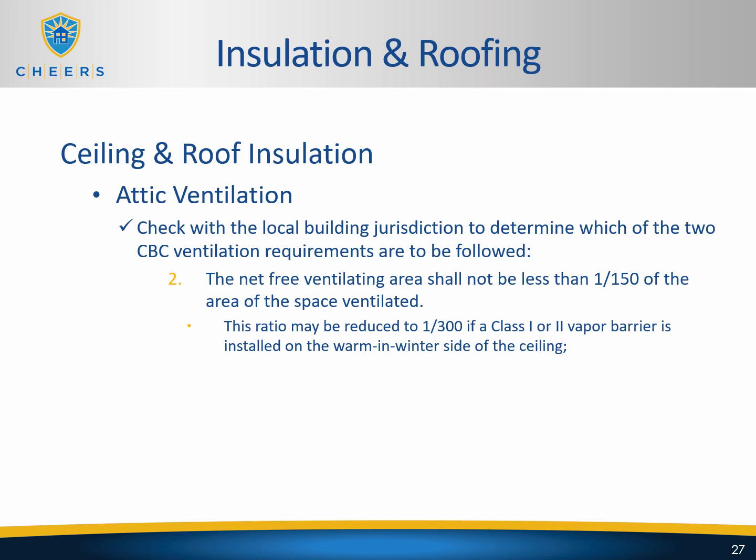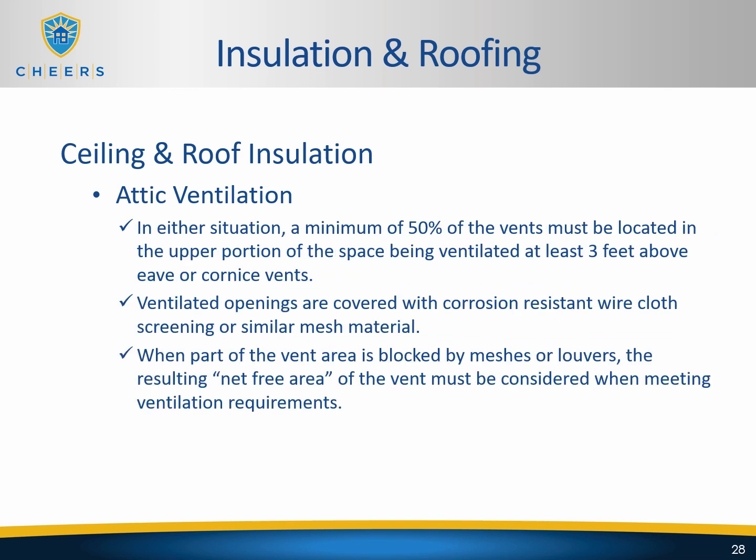Now for option 2, that ratio can be reduced to 1 in 300 if a class 1 or 2 vapor barrier is installed on the warm-in-winter side of the ceiling. So in either situation, a minimum of 50% of the vents must be located in the upper portion of the space being ventilated and at least 3 feet above the eave or cornice vents. Ventilated openings are covered with corrosion-resistant wire cloth, screening, or similar mesh material. And then when part of the vent area is blocked by mesh or louvers, the resulting net free area of the vent must be considered when meeting the ventilation requirements.